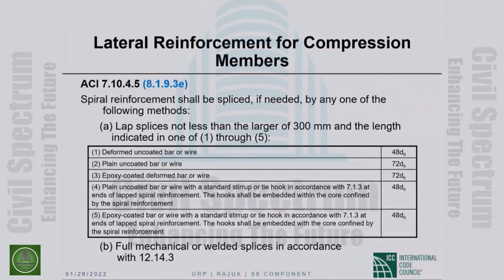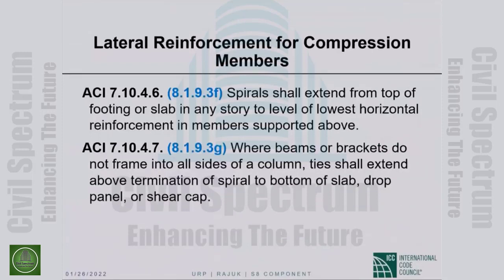Lap splices not less than the larger of 300 millimeters and the length indicated in 1 through 5. You have to read. So if you have deformed uncoated bar or wire making up the spiral, lap splice shall not be less than the larger of 300 millimeters and 48 bar diameters. That's what we are saying. So you can lap splice the spiral bar, or you can have full mechanical or welded splice in accordance with the relevant section.